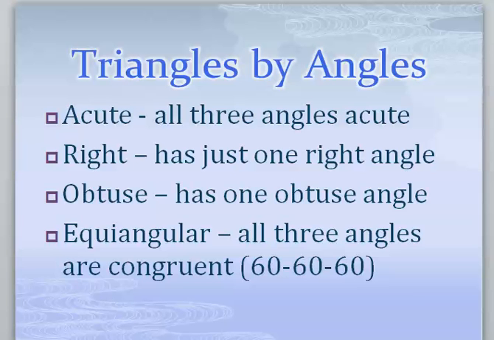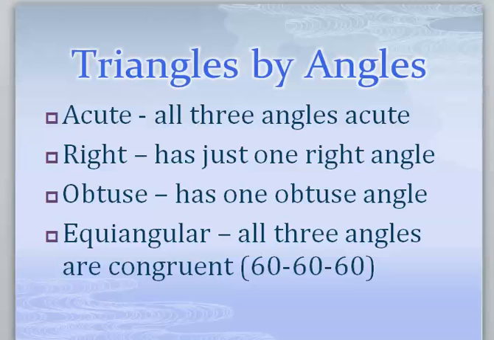We have right triangles that have just one right angle, one 90-degree angle. The other two must be acute for it to add up to 180. We have obtuse triangles that have one obtuse angle, one angle larger than 90. And we have equiangular triangles where all three angles are congruent.